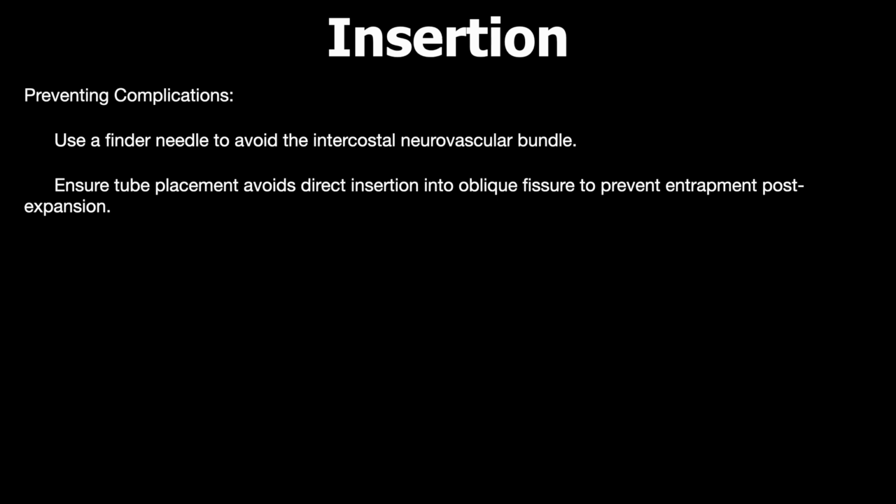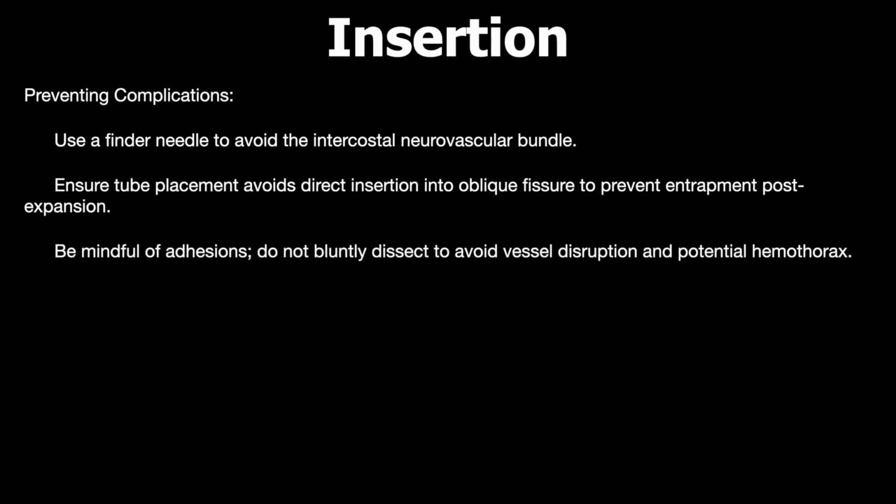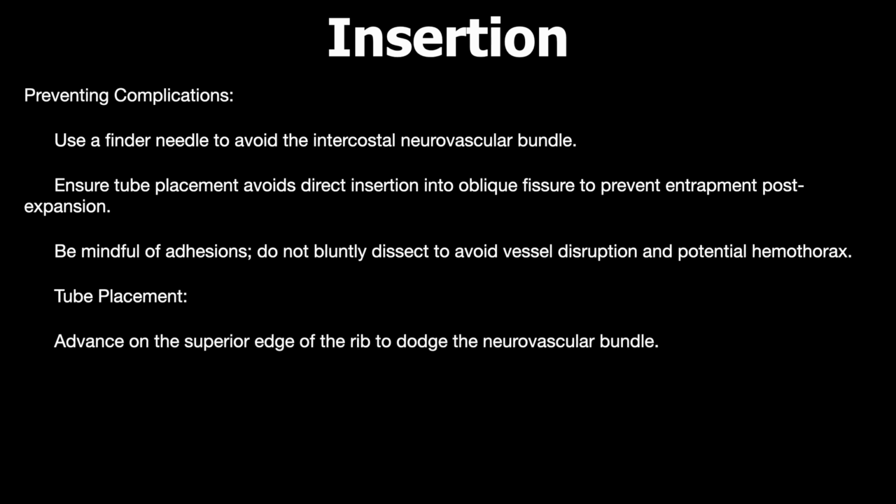Ensure the tube placement avoids direct insertion into the oblique fissure to prevent entrapment post expansion. Be mindful of adhesions. Do not bluntly dissect to avoid vessel disruption and potential hemothorax. Now, regarding the tube placement, advance on the superior edge of the rib to dodge the neurovascular bundle.